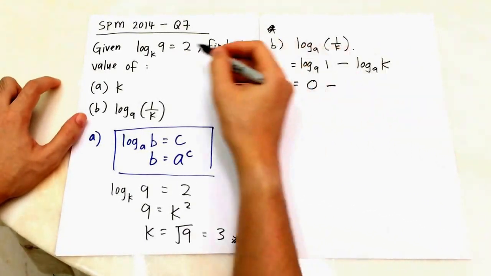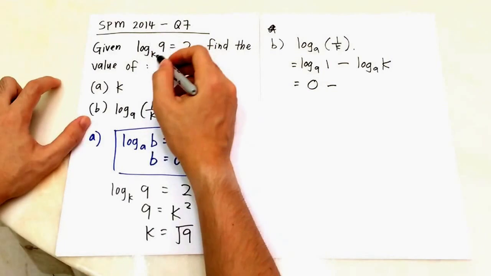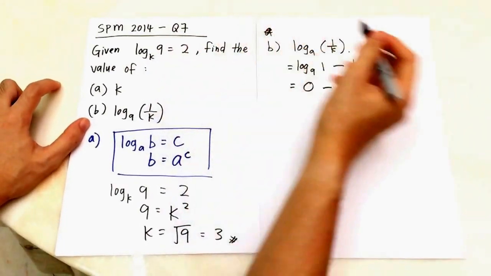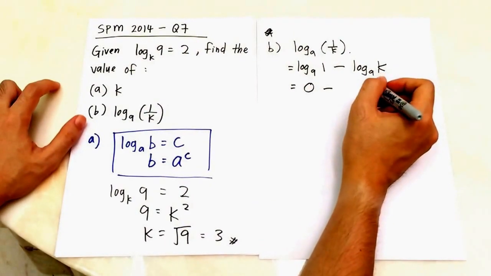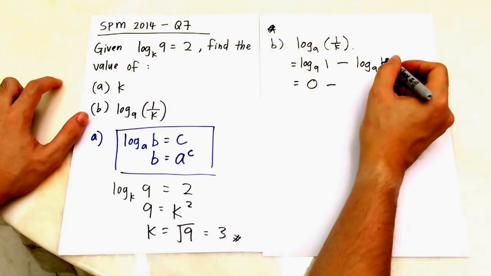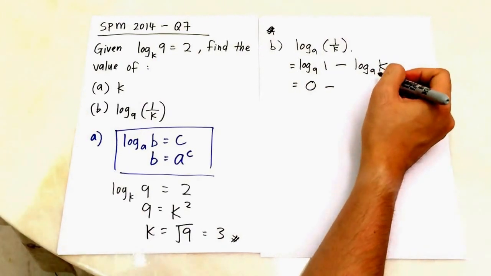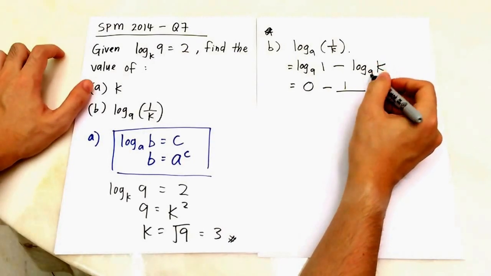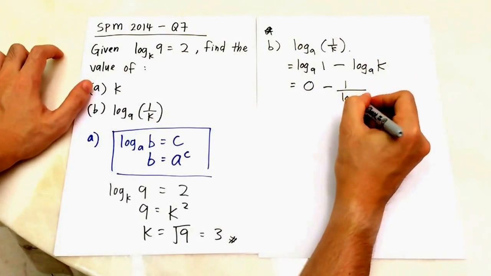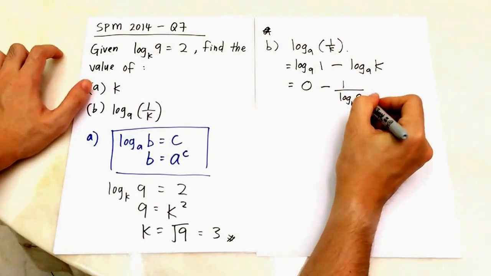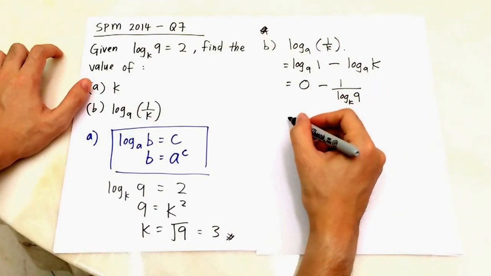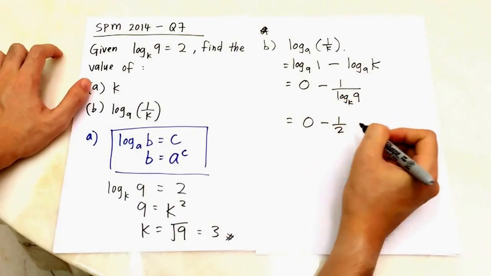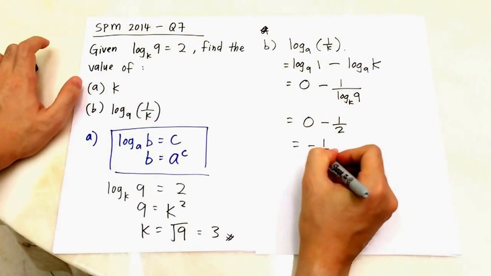Minus this one. In order to use the information given over here, I must have log base k of 9. I cannot have log base 9. So I will change base. Because I see this is k, I can use this method of change base: 1 over, then these two I switch place, log k 9. Then this one will be 0 minus 1 over log k 9, which is 1 over 2. So it's negative 1 over 2.